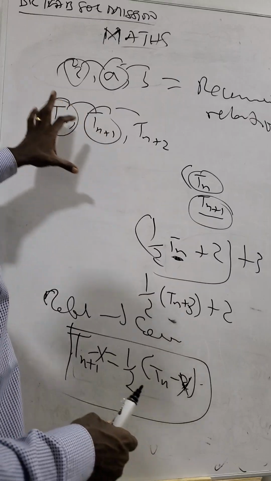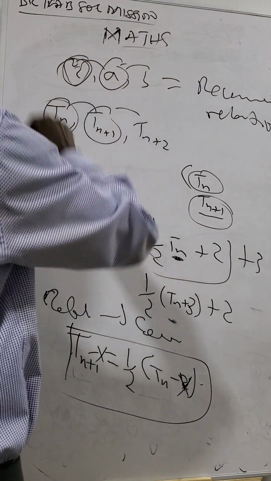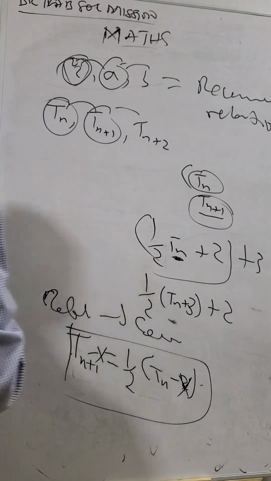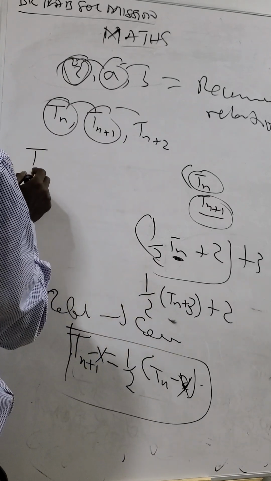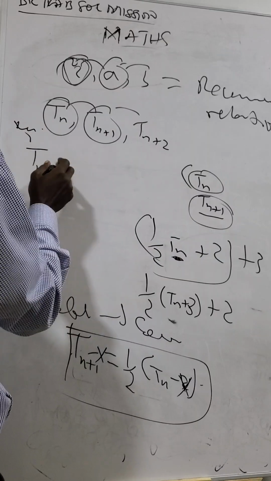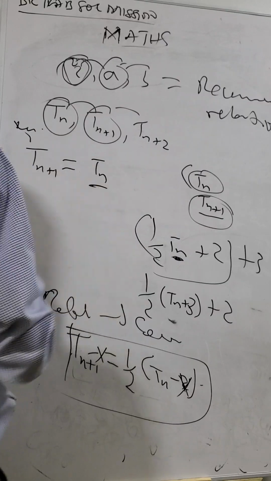So for the recurrent relation, usually the number preceding it is what determines the next number. So it means for us to know any term, which is any term with Tn plus 1. So there is a recurrent Tn plus 1. For us to know any Tn, we should know something about the number preceding, which is T.